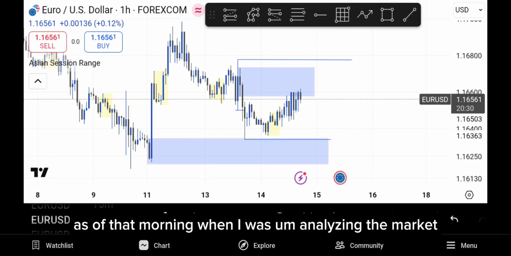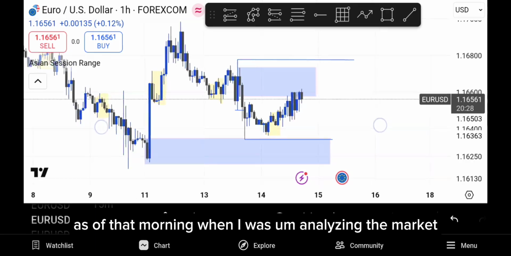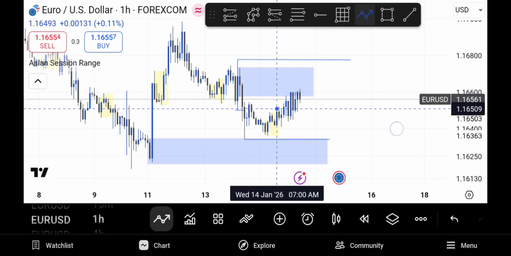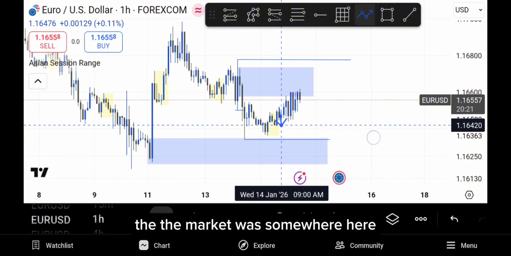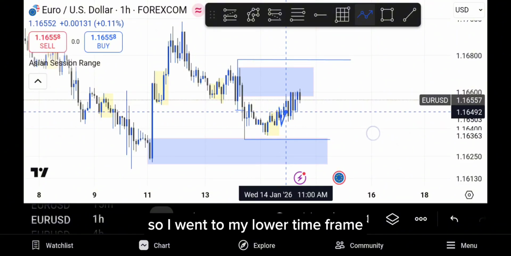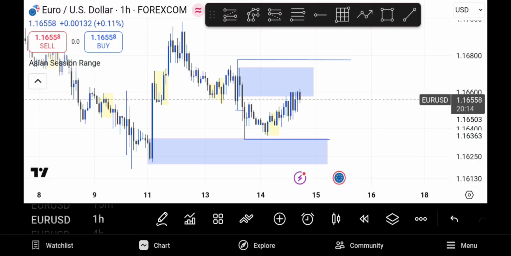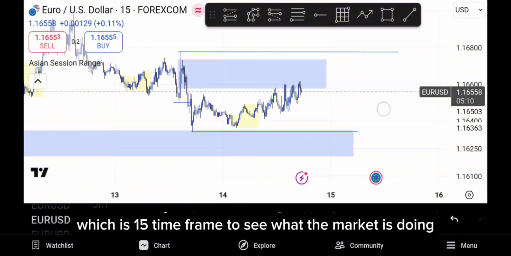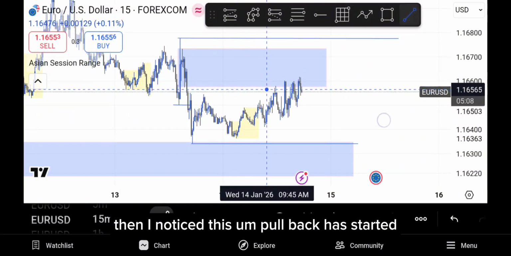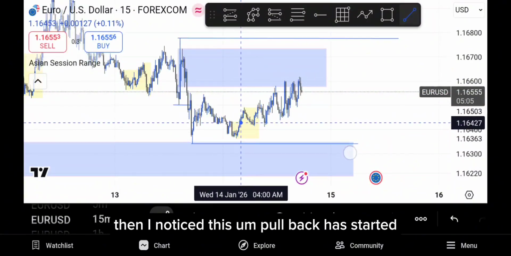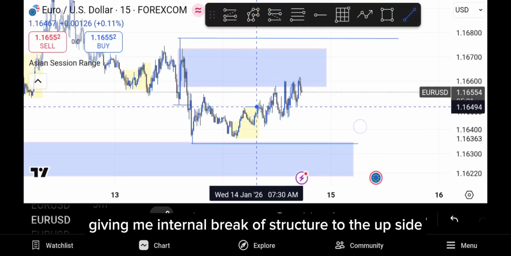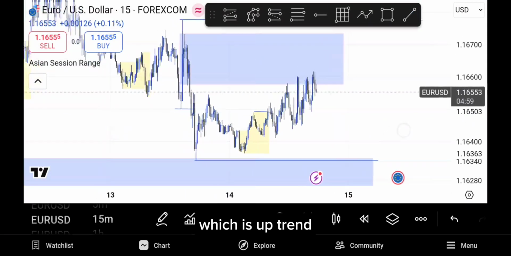As of that morning when I was analyzing the market, the trade was somewhere here. The market was somewhere here. So I went to my lower time frame, which is the 15 minute time frame, to see what the market is doing. Then I noticed this pullback has started, giving me an internal break of structure to the upside, which is an uptrend.